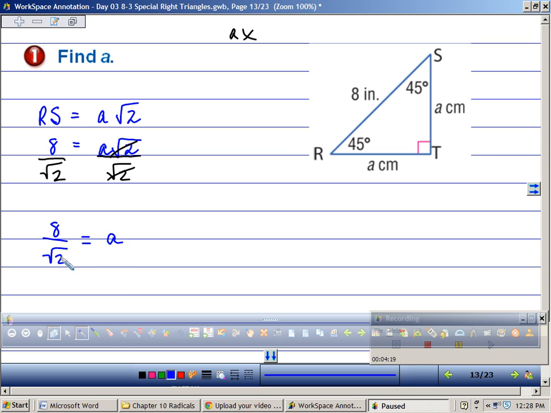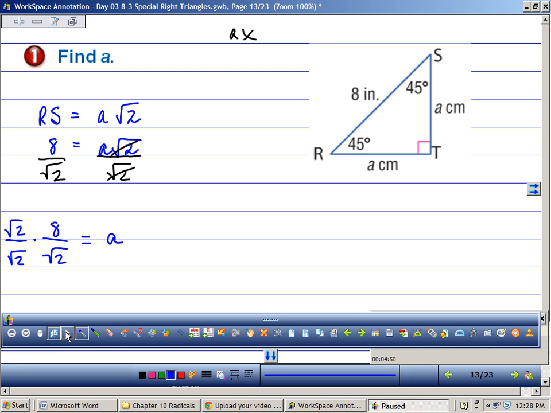Can't yet, because this is a root. I can't have a square root in the denominator. So how do I fix that? You wouldn't want to square both sides, but we're getting close. We need to rationalize the denominator. How do you rationalize the denominator? You multiply by root 2 over root 2.